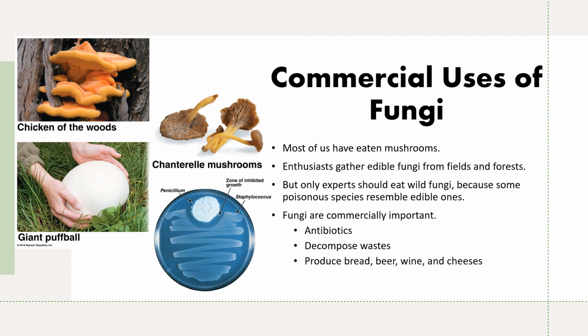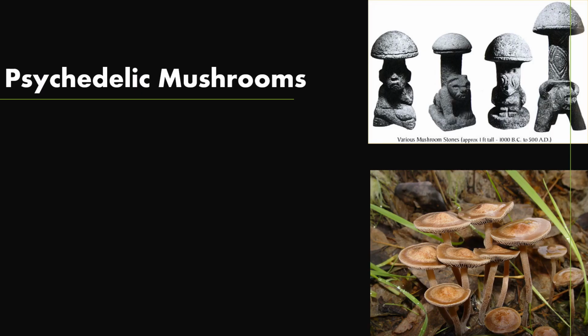They make antibiotics. So in this agar plate, we have penicillium, which is a fungus, and it is going to be causing a zone of inhibition next to staphylococcus, which is a bacterium. And this is caused because penicillium makes something called penicillin, which is an antibiotic. Other fungi are going to be used for decomposing our waste, and we also use fungi for making bread, wine, beer, and cheeses. Mushrooms have also been used for their psychedelic effects for thousands of years.